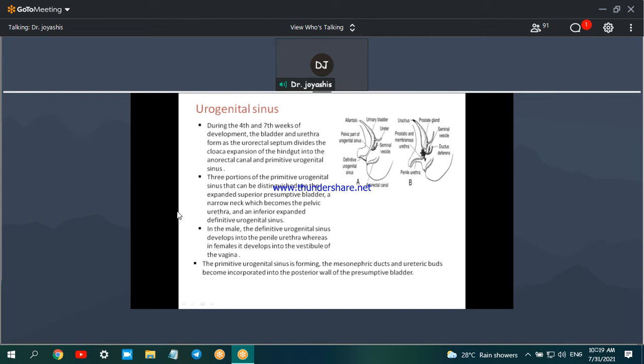Prostatic and membranous urethra are incorporated into the urethra. This is the diagram of development of the urogenital sinus, which is the bladder and the urethral sinus. In the male, the definitive urogenital sinus develops into the penile urethra. The prostate gland is formed by buds from the urethra. The prostate gland is developing from the penile urethra.